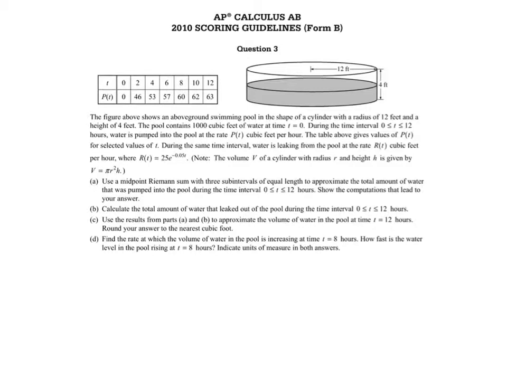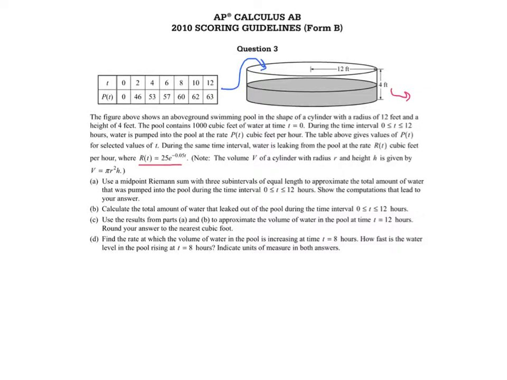In this question, there's a lot of reading, a lot of words, and we just need to sift through it and find the actual math. If we look at this table of values, it tells us at any given hour, from 0 to 12, the rate at which water is being pumped into this swimming pool. Water is also leaking out of the swimming pool according to this function R of t. So that's the rate at which water is leaking out.